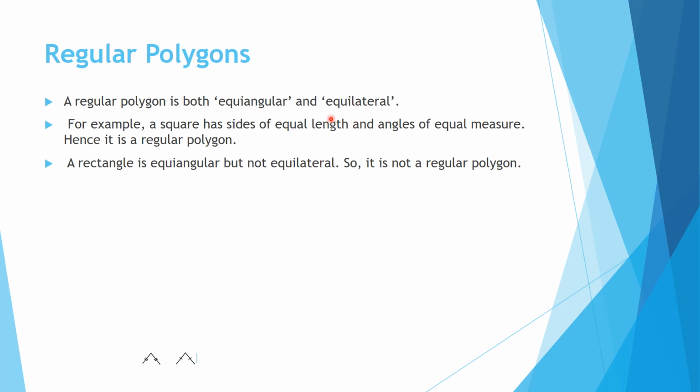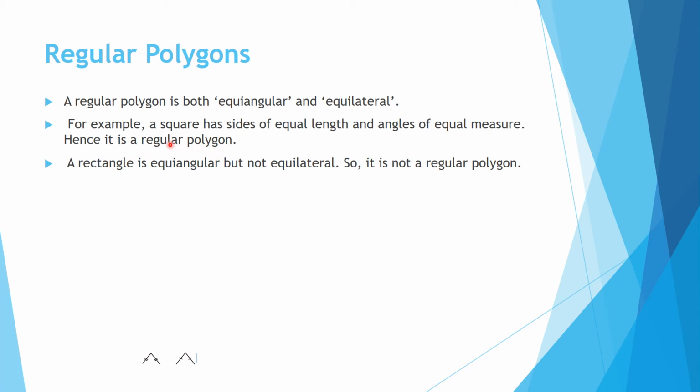Don't take this equilateral to be equilateral triangle only here. Equilateral means equal sides. So your equilateral triangle is a triangle having equal sides. Here equilateral means equal sides. So a regular polygon is one in which all the sides and all the angles are equal, as I have shown you in that table earlier. For example, a square has all sides equal, length all equal, and all the angles are 90 degree. So that is a regular polygon.